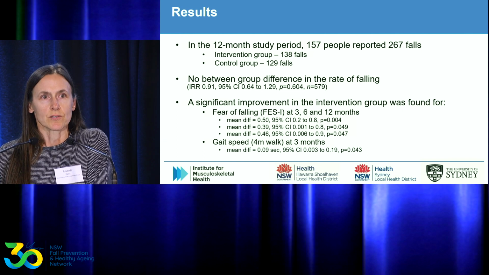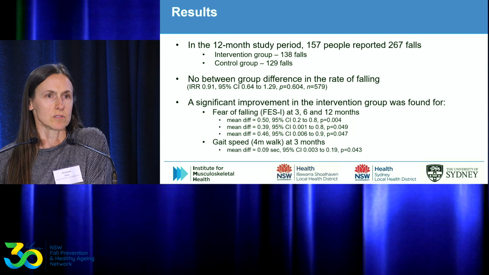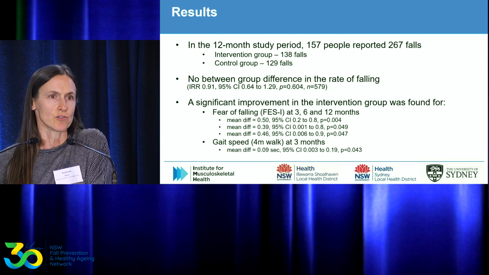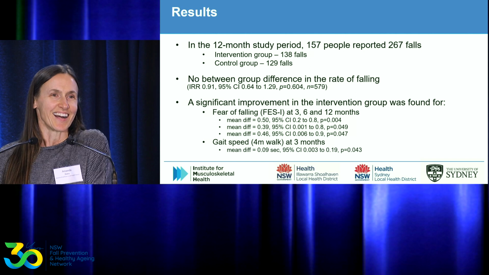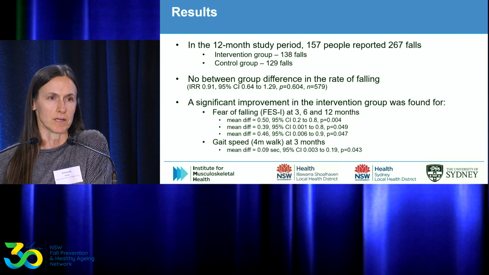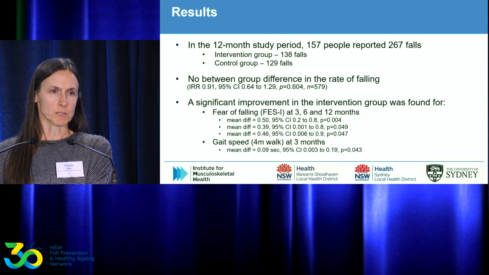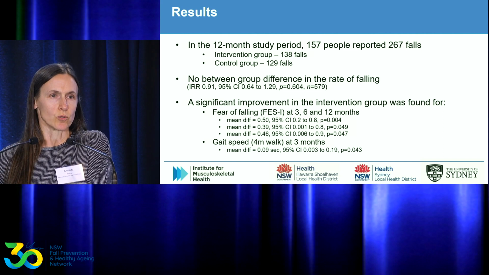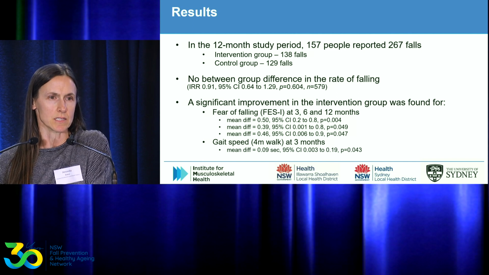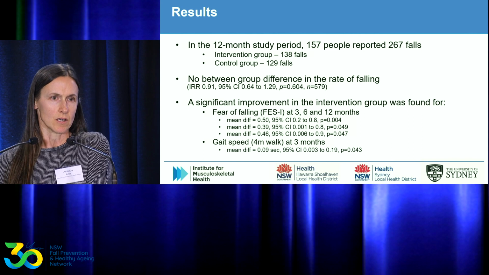Over the 12-month period, there were 267 falls, with 138 in the intervention group and 129 in the control group. However, there was no between-group difference in the rate of falls. We did see significant improvement in the intervention group for fear of falling at 3, 6 and 12 months and gait speed at 3 months. We did do some exploratory analysis that looked at people who'd reported 2 or more falls in the year prior to joining the study, and we did see greater intervention effects in those, but it wasn't quite enough to reach significance.